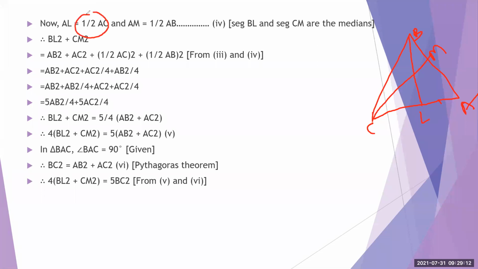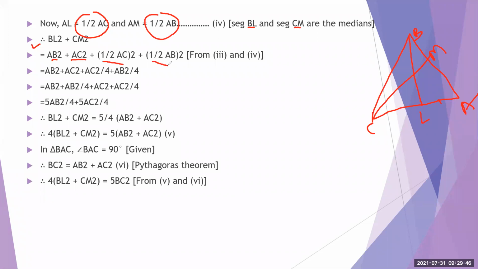Then next we have AM square. So the value of AM is equal to half of AB. Why? Because BL and CM are nothing but the medians. So here, again your equation number 3, we get BL square plus CM square is equal to AB square plus AC square as it is. For AL we put the value 1/2 AC in bracket square. Then the value of AM square is half of AB square. Clear up to this, everyone?